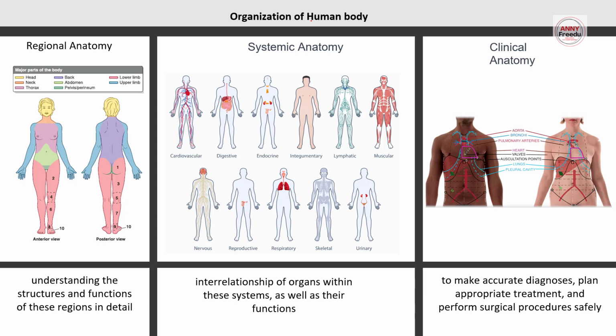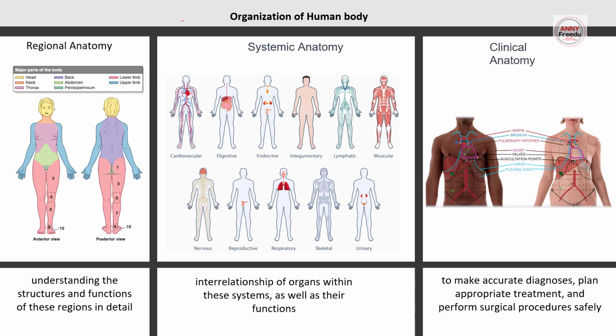regional anatomy, which talks about the regions, parts of the human body such as head, neck, etc. Systemic anatomy that talks about 11 systems, and clinical anatomy that talks about landmarks on a surface area so that we can examine and perform surgical procedures safely and precisely.